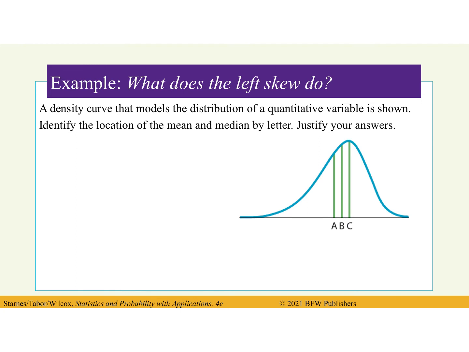So here is a picture of a density curve. We don't know what variable it models, but we have three lines, A, B, and C. Which one do you think is the mean, and which one do you think is the median, A, B, or C? So take a second, and with the person next to you, decide which one is the mean and which one is the median.